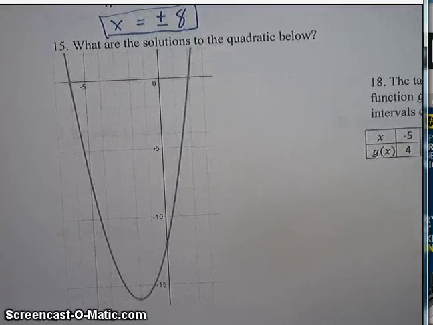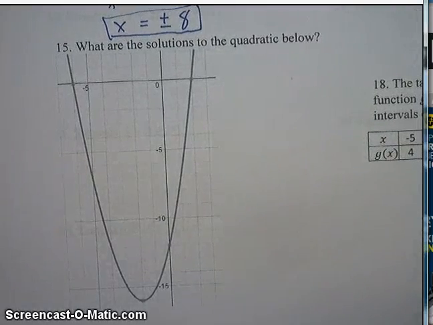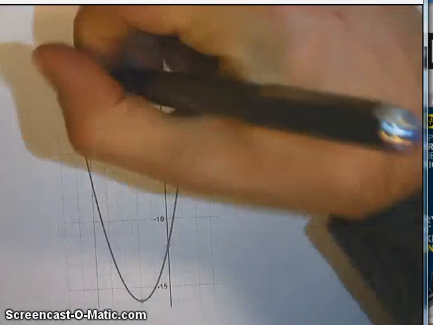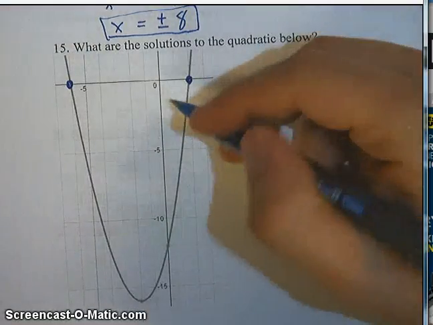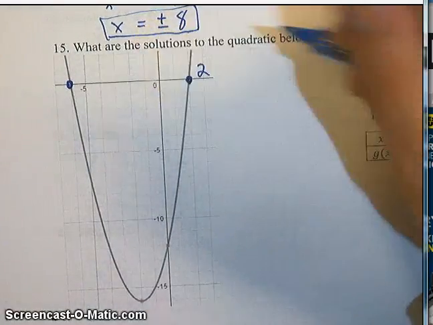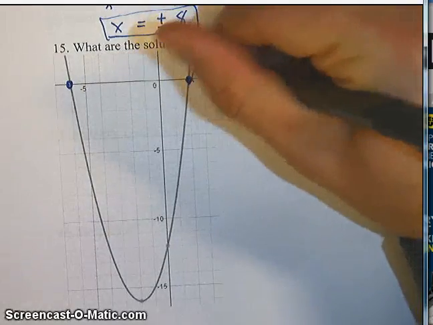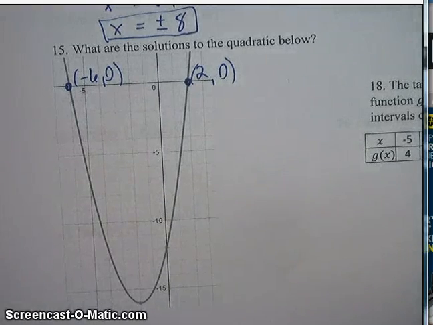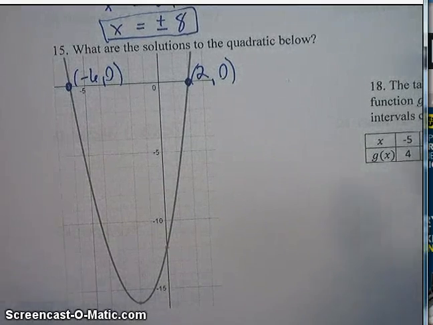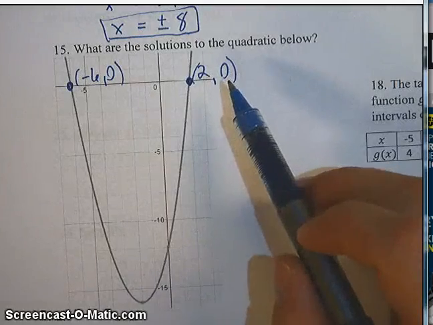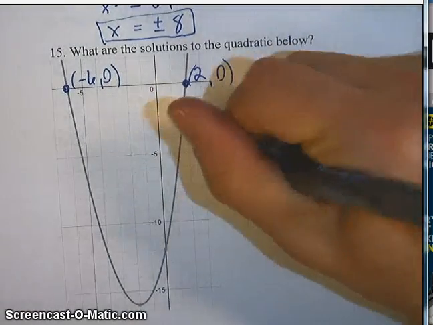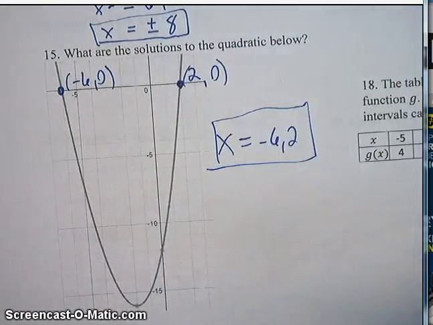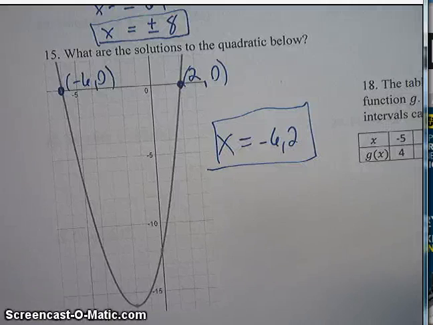What are the solutions to the quadratic below? So here, there's no equation, it's just a picture, but check it out. This thing crosses the x-axis at positive 2, that's (2, 0), and negative 6, (-6, 0). Now all you need to remember is that the solutions to any quadratic are simply where y equals 0, where it crosses the x-axis. So here, very simple, x equals negative 6 and 2. That's it. That's number 15.